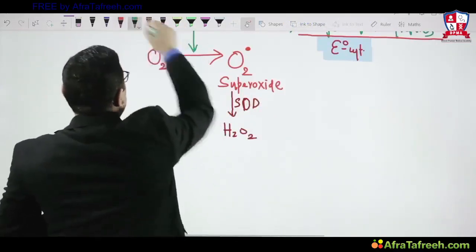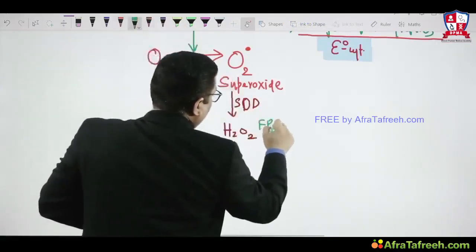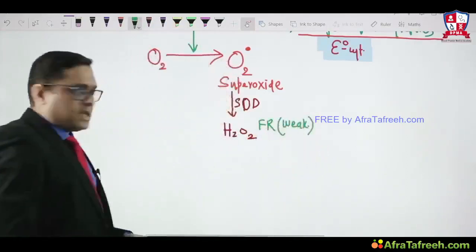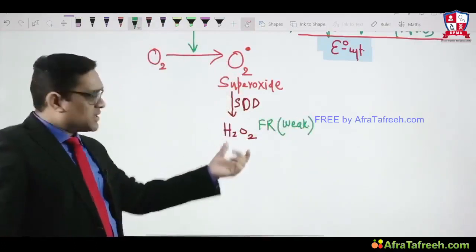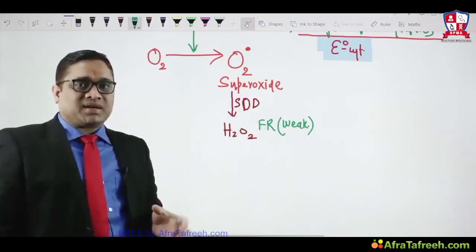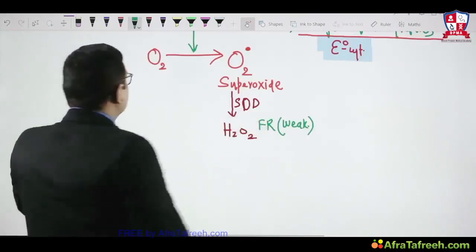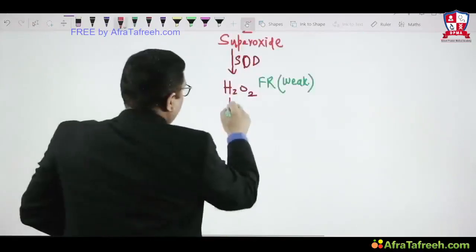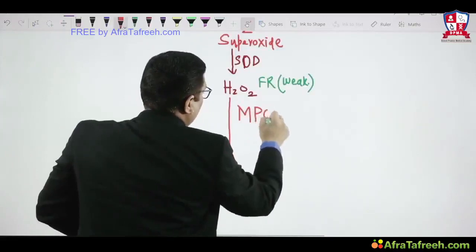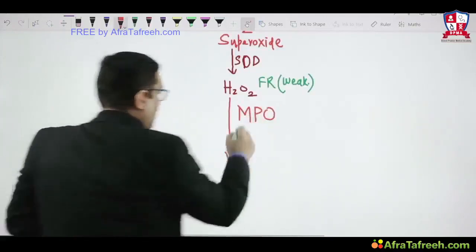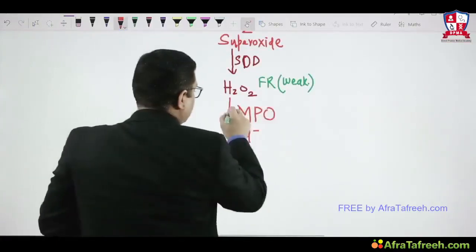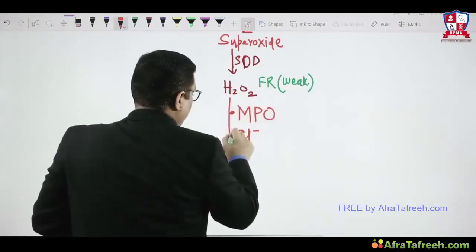Hydrogen peroxide is also a free radical, but remember, this is a weaker agent for killing bacteria. So hydrogen peroxide is also a free radical, but a weak one. So still we are not seeing the most effective bactericidal agent in phagocytosis. So what will be the most effective bactericidal agent? It is when there is involvement of myeloperoxidase along with halide ion or chloride ion. So myeloperoxidase and halide ion.